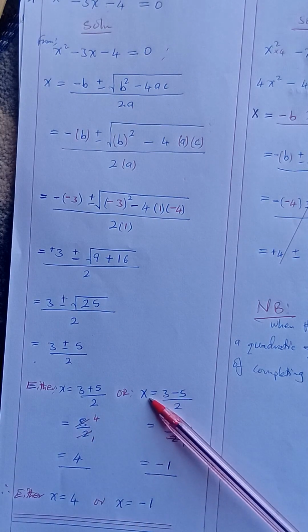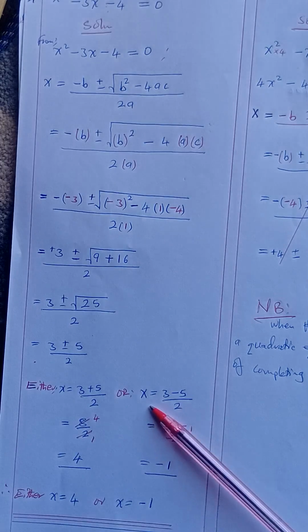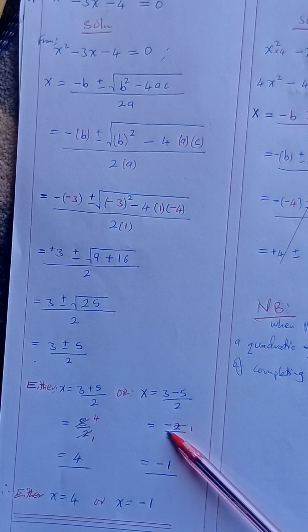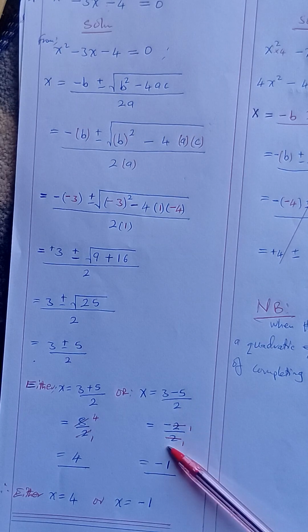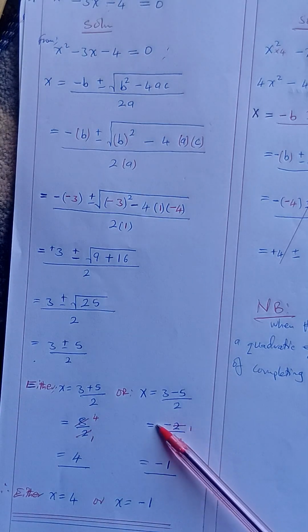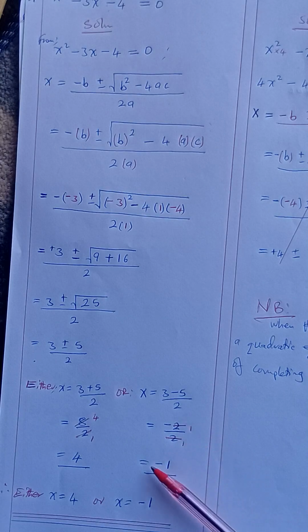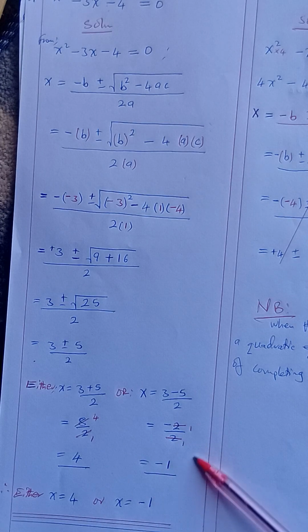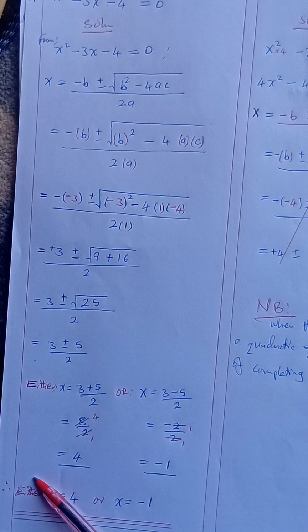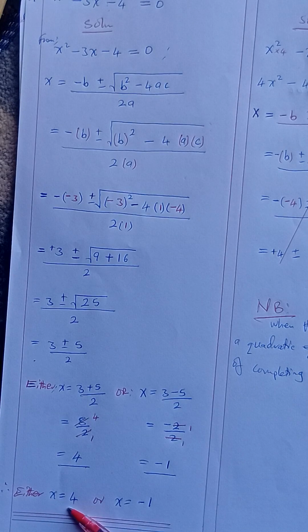So this side, we have x, which is the same as 3 minus 5. Then 3 minus 5, we get negative 2. So the denominator here is also 2. We divide this one. 2 divided by 2, we get 1. But remember, negative is there. So negative 1 out of 1 is the same as negative 1. So the next one, we can conclude by saying, therefore, either x is equal to 4 or x is equal to negative 1.